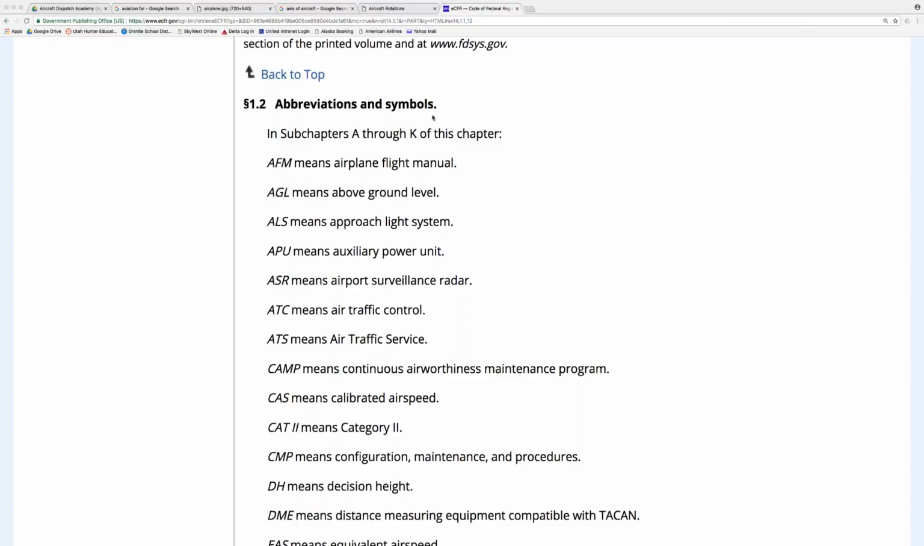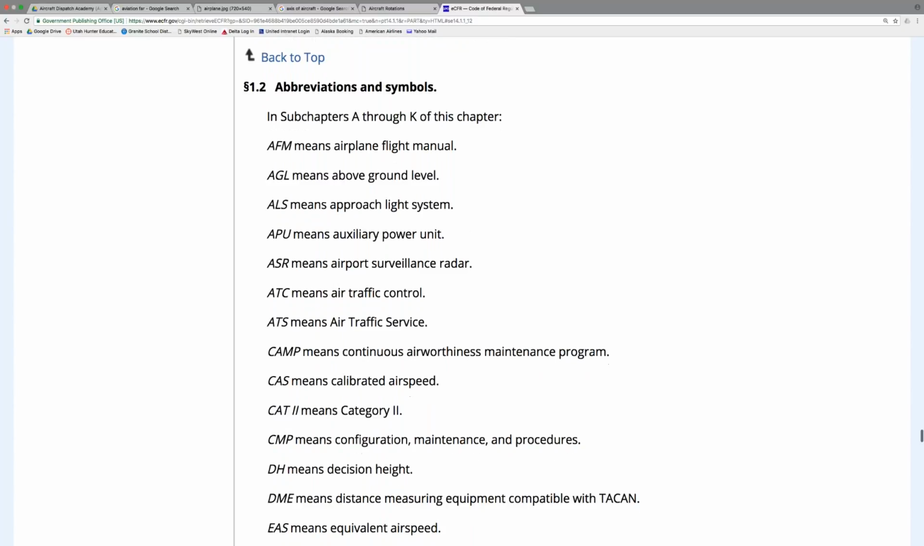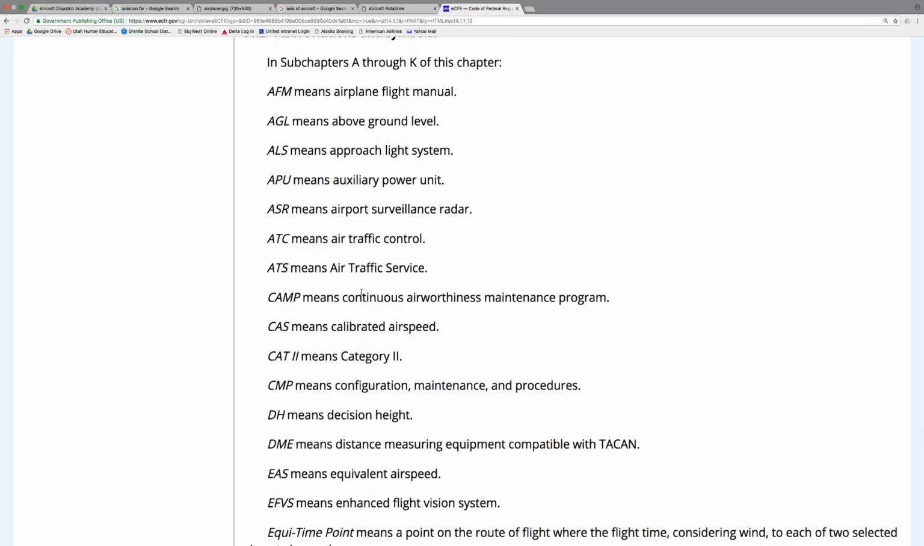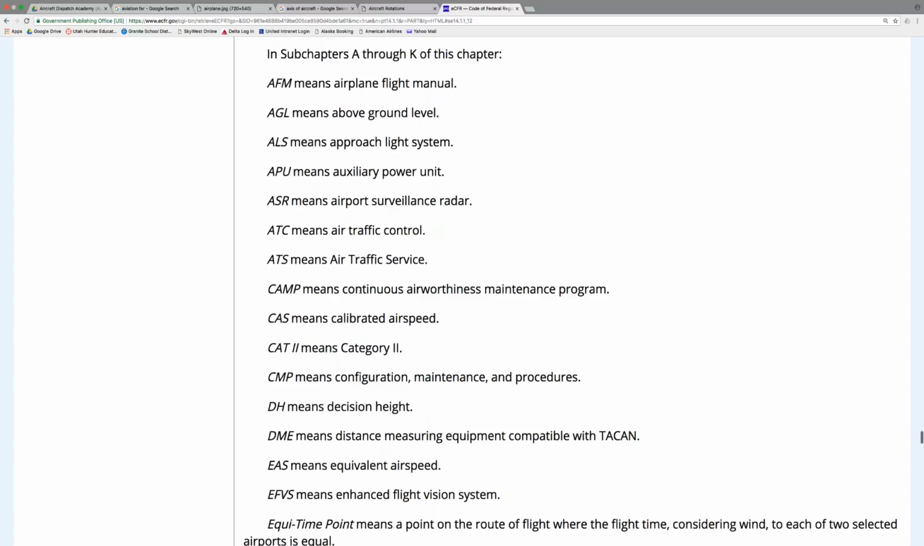But let's go over some of this stuff real quick. So AGL, above ground level, ALS, approach light system, APU, auxiliary power unit. All of these things you're going to hear me rattle off, and sometimes I don't know if you don't understand what an APU is, I try to catch myself, and it's something that I work on, but sometimes I'm just blurting out acronyms because that's the way we talk at work, and that's the way we talk in the aviation field.